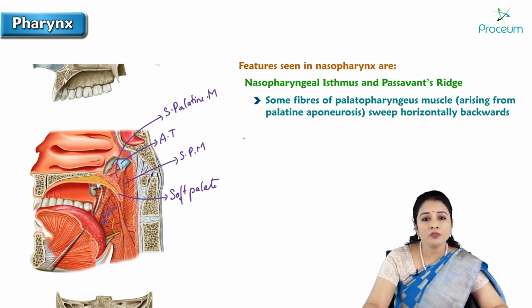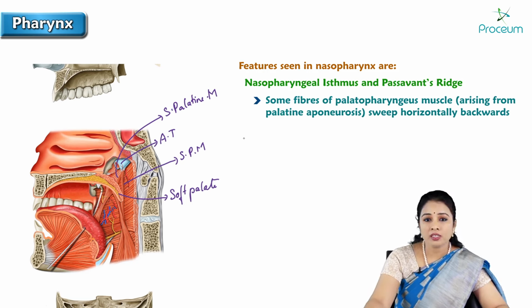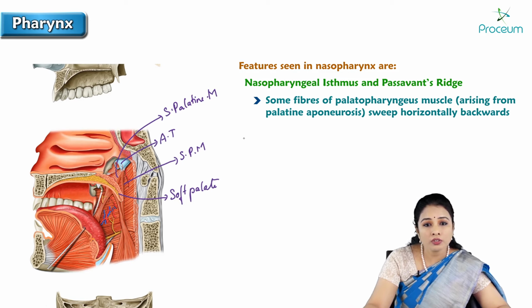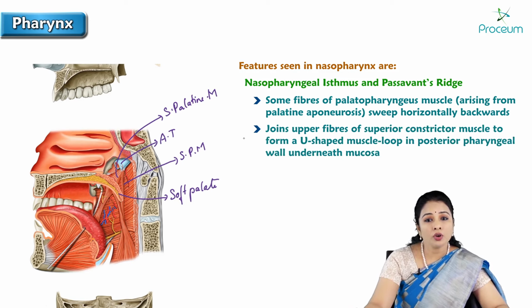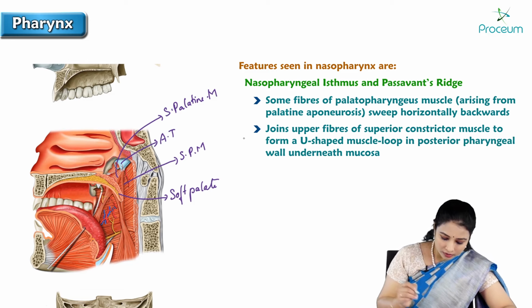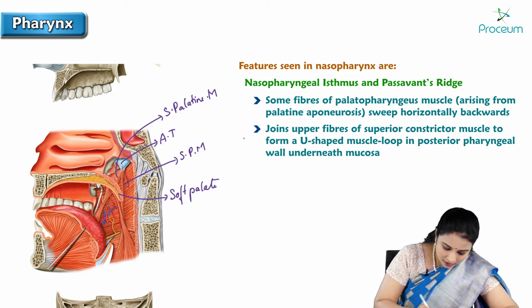Some fibers of palatopharyngeus muscle arising from palatine aponeurosis sweep horizontally backwards and join the upper fibers of superior constrictor, to form a U-shaped muscle loop in the posterior pharyngeal wall, which is underneath the mucosa of posterior pharyngeal wall. So here on each side you can see the superior constrictor.